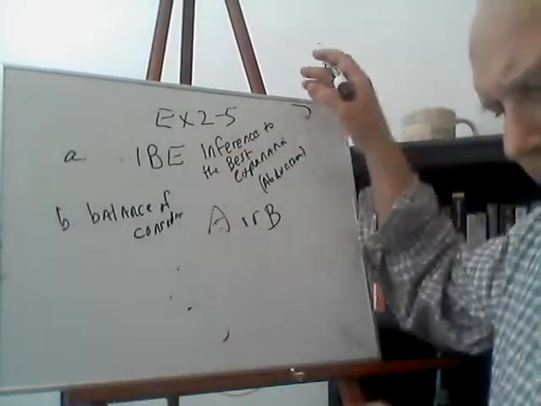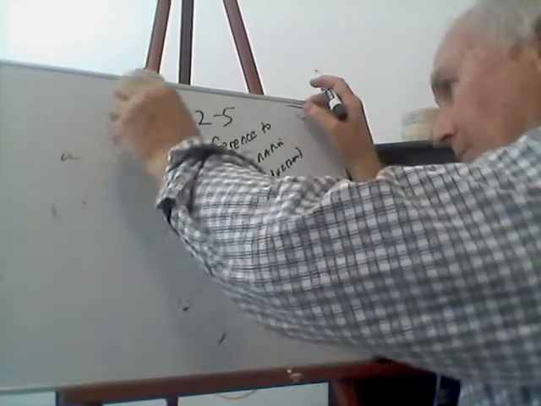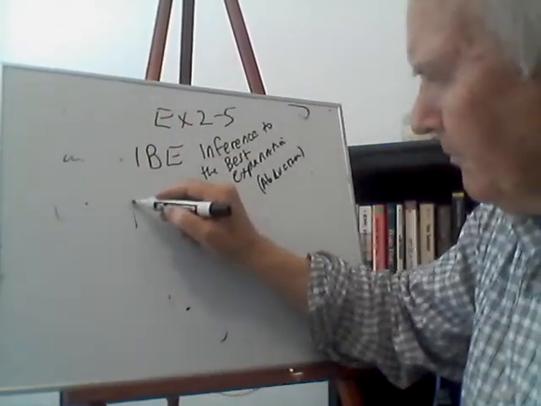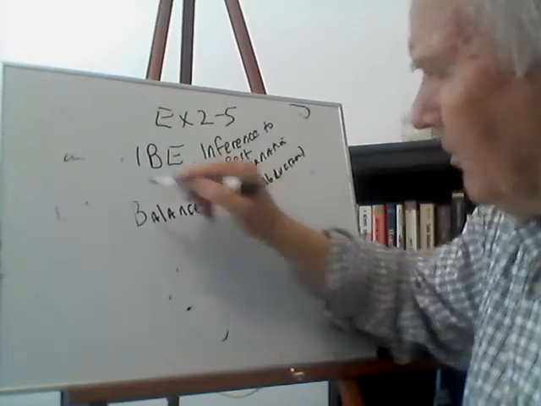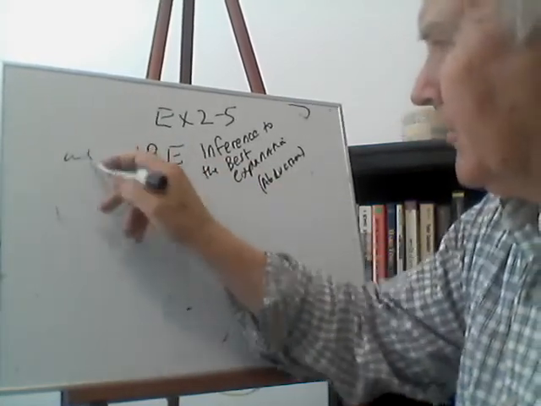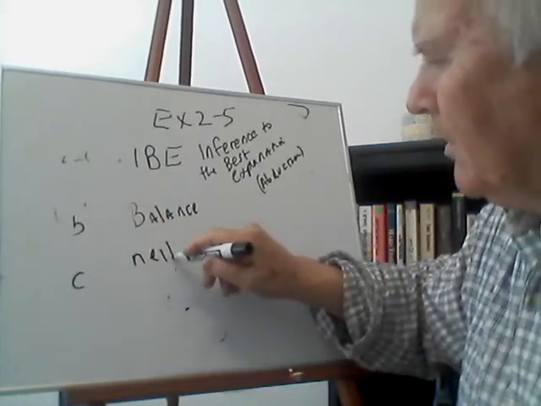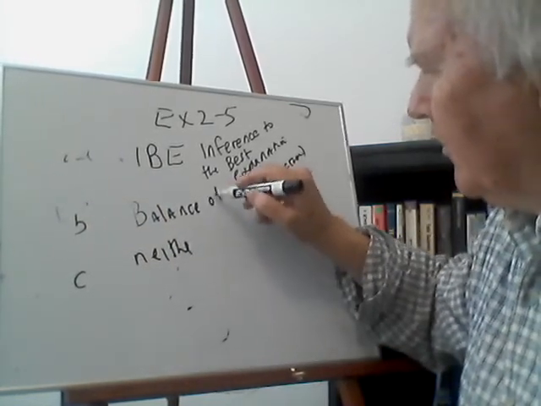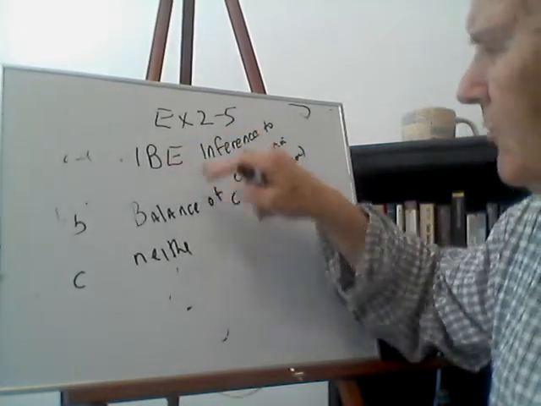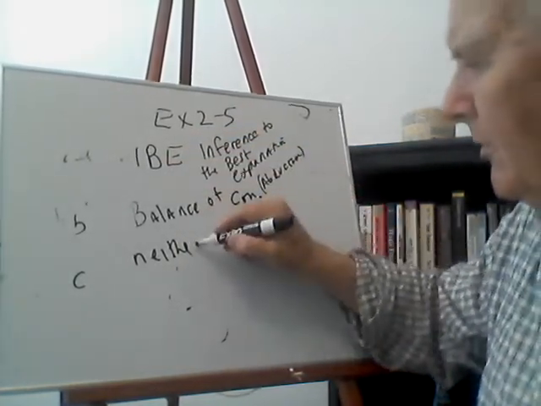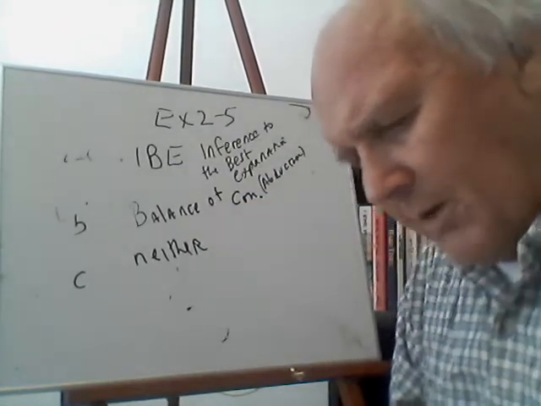So that's what exercise 2.5 is about. We've got to identify the argument as either IBE or balance of consideration argument, or neither. So it's going to be A, B, or C is going to be neither. IBE, inference to the best explanation, balance of considerations, or neither. Okay, so let's do a couple of these. Exercise 2.5.